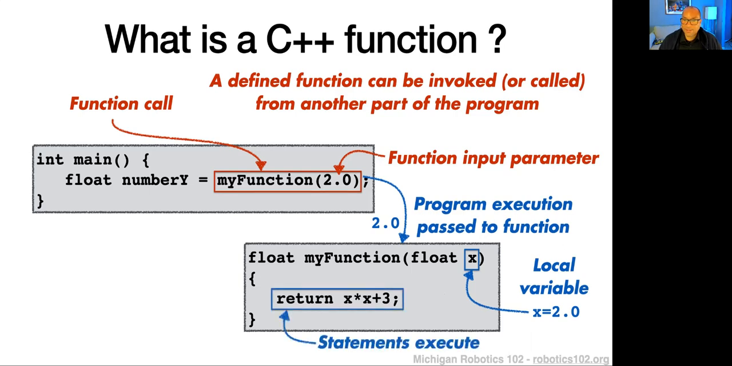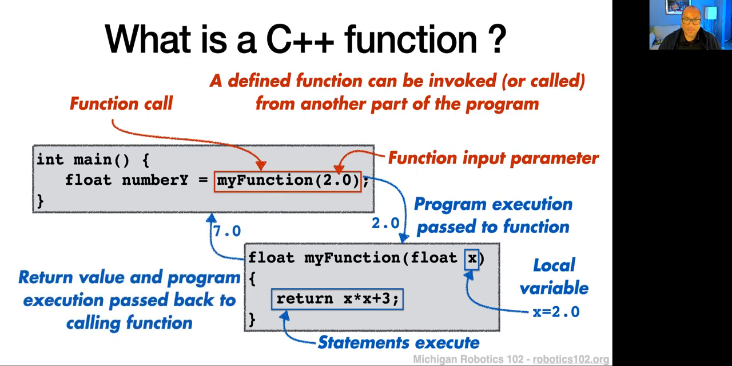From there, it's going to execute the statement, assuming that X has this particular value, and then it's going to return the value and pass execution back to the calling function. So at that point, once this function is evaluated, it comes back as 7.0, and that value of 7.0 is then assigned to number Y through this assignment.